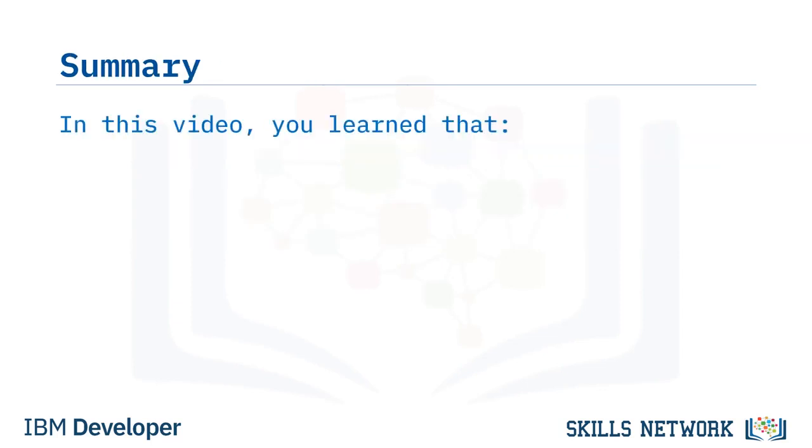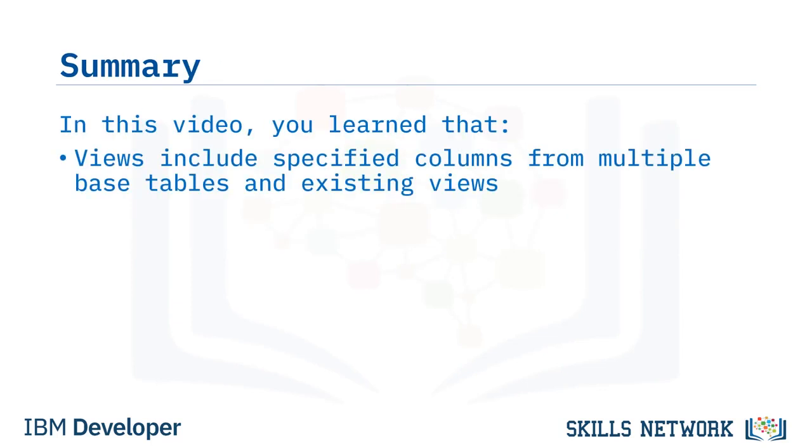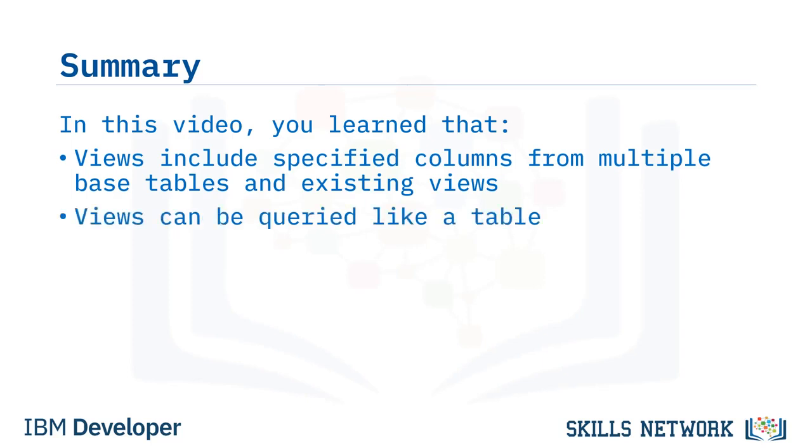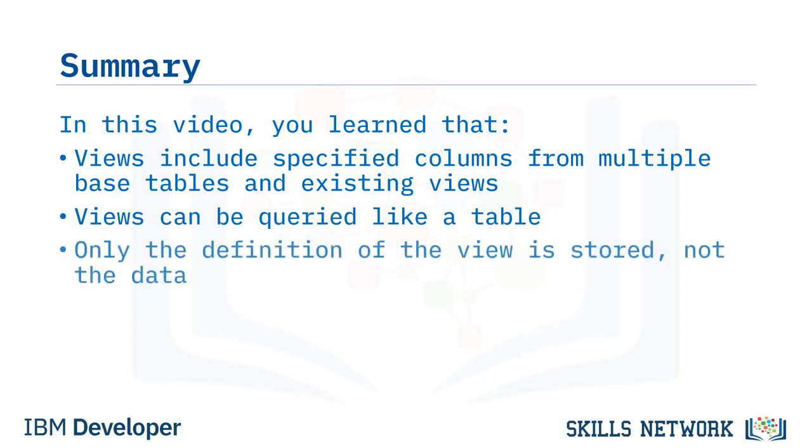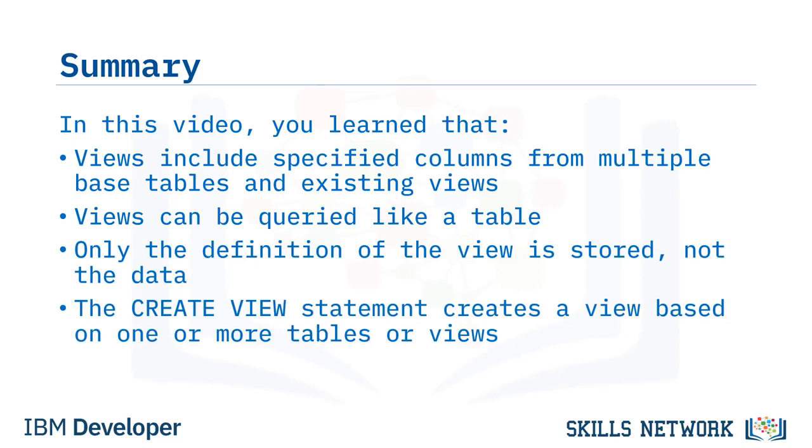In this video, you learned that views are an alternative way of accessing data in tables. They can include specified columns from multiple base tables and existing views. Once created, views can be queried like a table, and the data in the base table can be modified through the view. Views are dynamic. Only the definition of the view is stored, not the data. And you can use the create view statement to create a view based on one or more tables or existing views.